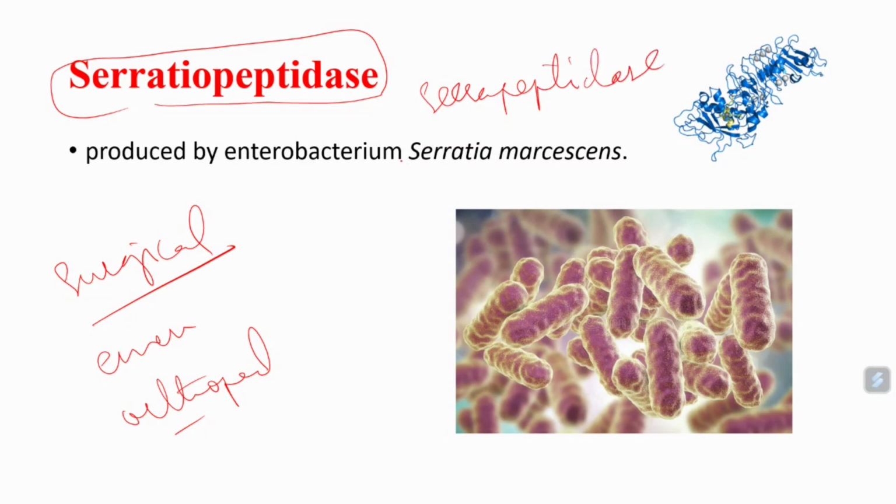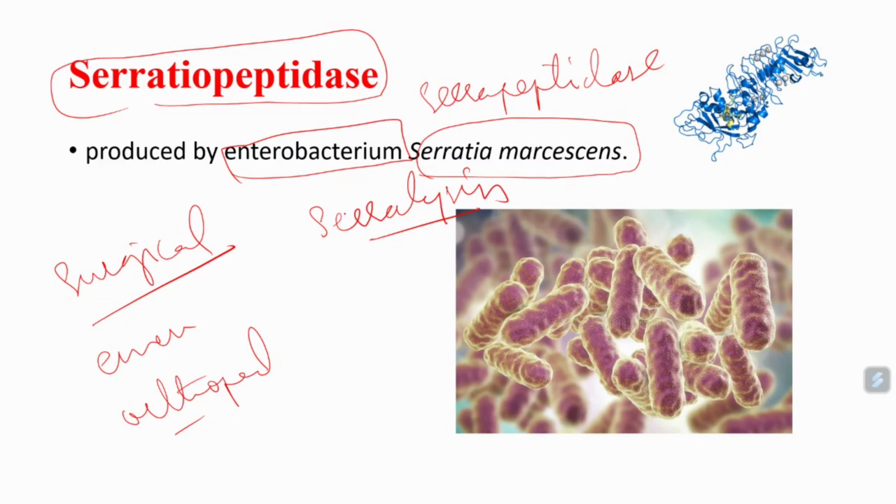Serrapeptidase is also called serralysine. So these are different names of Serratiopeptidase. This enzyme is produced from the enterobacterium called Serratia marcescens. It is obtained from different Serratia species of bacteria, and this enterobacterium is available in the GI tract.